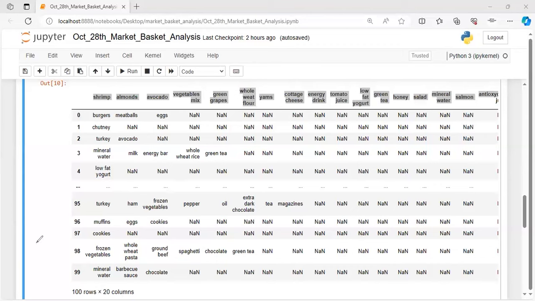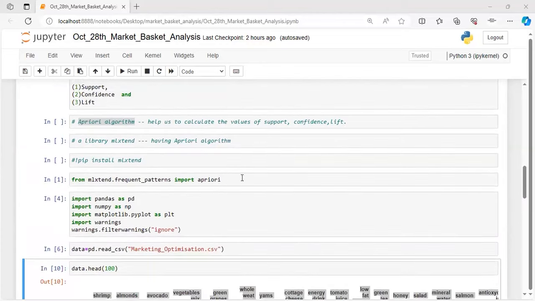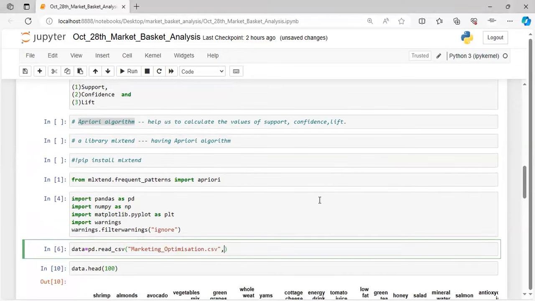Yes, please. Sir, I have a doubt. What's the significance of these features? I mean, why are these features named shrimp, almonds? Is there any particular reason for naming these features like shrimp, almonds? Okay, basically there is a reason. Let me correct it. Don't worry. Now it will be correct.